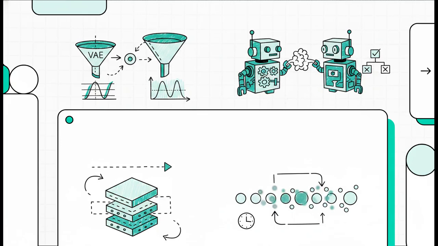Generative AI can really feel like magic, right? But it's not just one single trick. It's actually built on a handful of core blueprints. Think of them as distinct architectural ideas that give AI all its creative power.